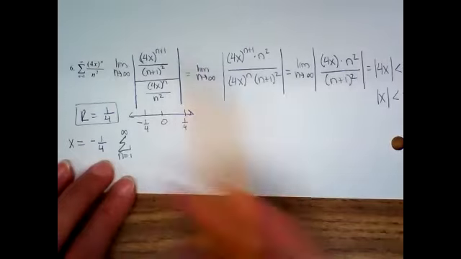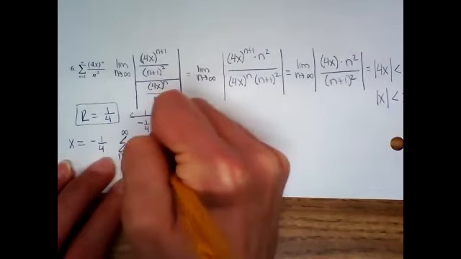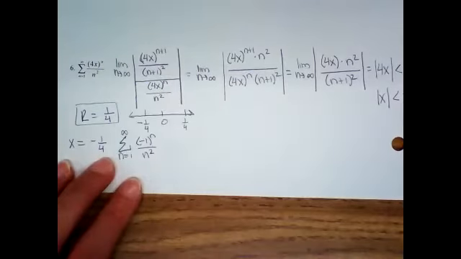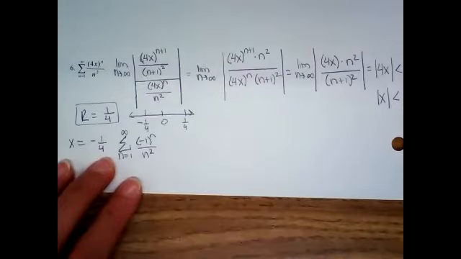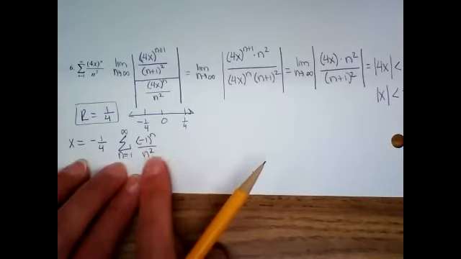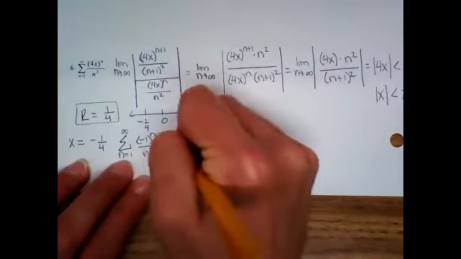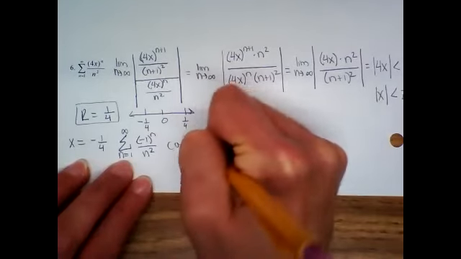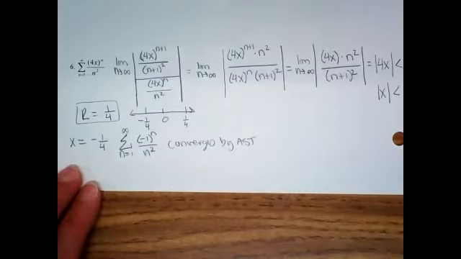So 4 times -1/4, that will be -1 to the n over n squared. I'm not going to write this out again because we did this exact same problem on the other side of the paper. What did this come out to? Converges or diverges? Converges by the alternating series test. Again, we did that exact same problem on the other side of the paper, so I'm just not going to write it out again.